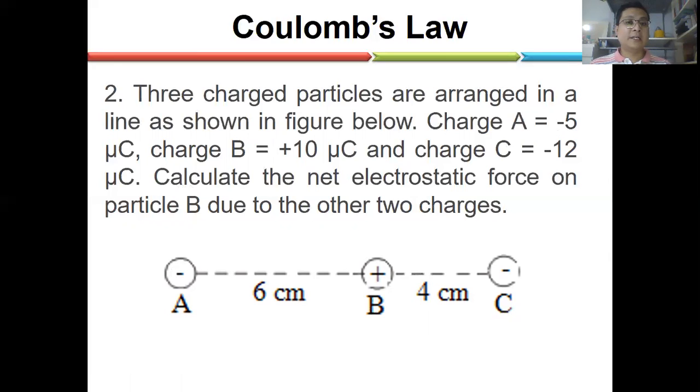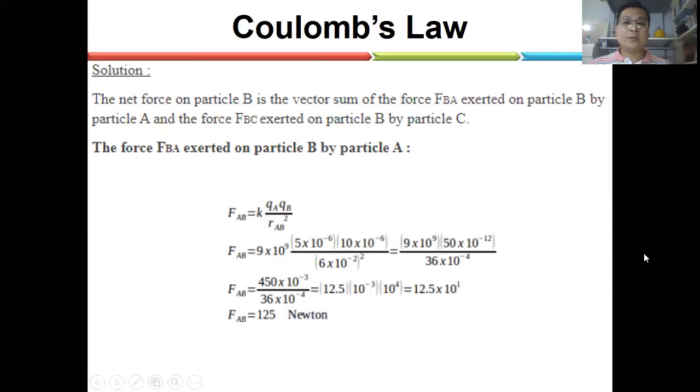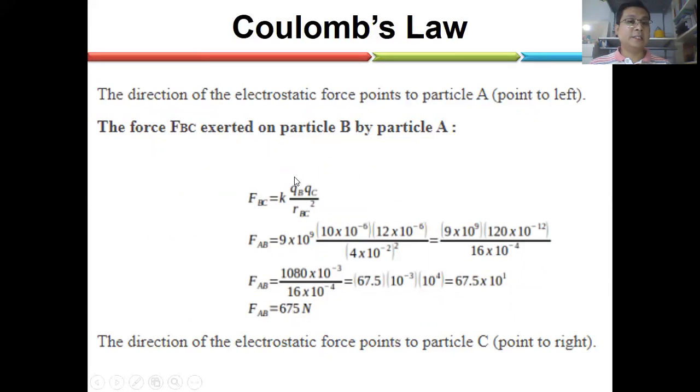Now we go to how to solve. As usual, we first list the known parameters. After we know the known parameters, we go to the question: the magnitude and direction of the net electric force on particle B. We calculate one by one, first the distance A to B, with F_AB. We input all parameters into the formula for distance AB first. And after we get F for AB, then we calculate for B to C, F_BC.